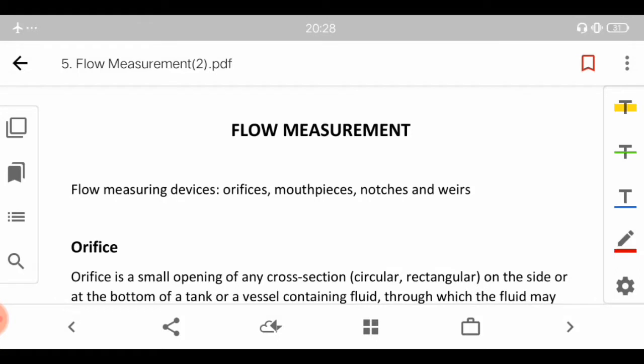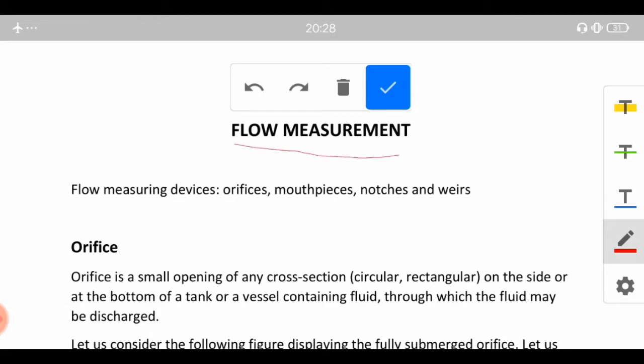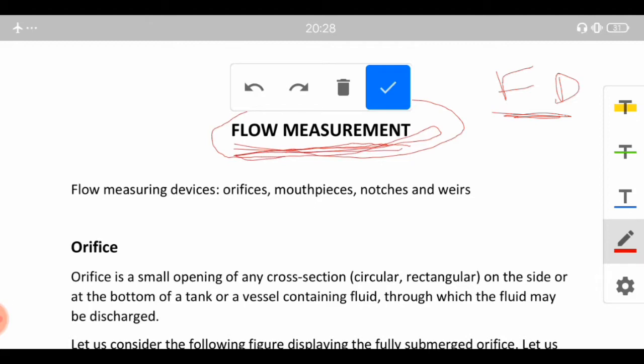In this chapter, this is flow measurement and this is an application of fluid dynamics which we studied in the last two videos. So you must first be thorough with the fluid dynamics part and then proceed for the flow measurement. So please, if you have not watched the videos, please watch the videos related to fluid dynamics.